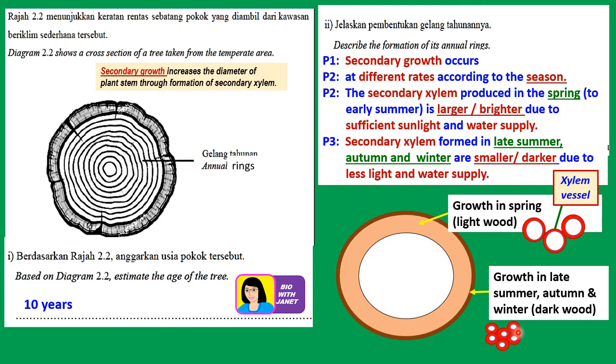The xylem vessels have smaller lumens, and also the wall of the xylem is thicker. So when you look from afar, you can see that it's a darker color. It's called dark wood. All right. So spring, summer, autumn, winter, that makes up 1 year. So this is 1 year's growth.